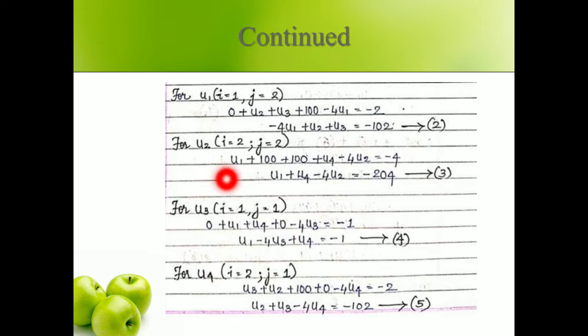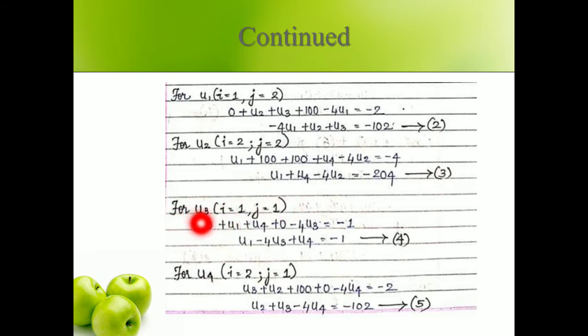For u2, i equal to 2, j equal to 2: u1 plus 100 plus 100 plus u4 minus 4 u2 is equal to minus 4. Then u1 plus u4 minus 4 u2 equal to minus 204.